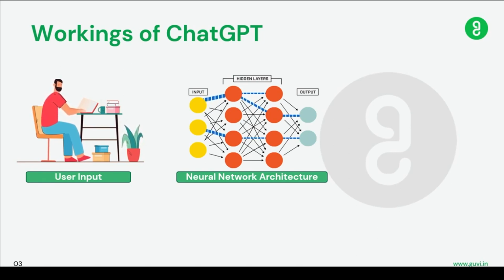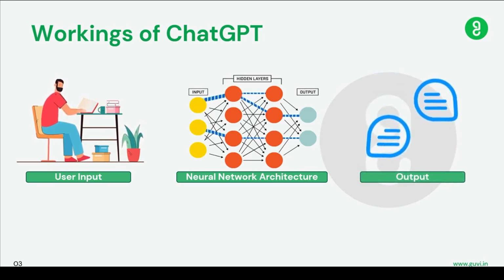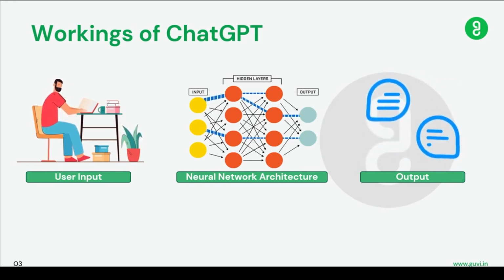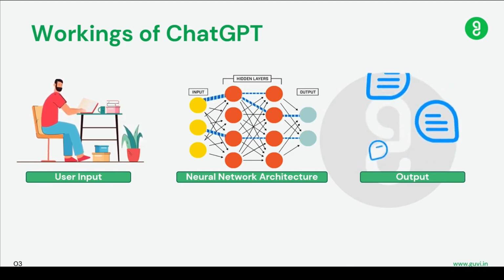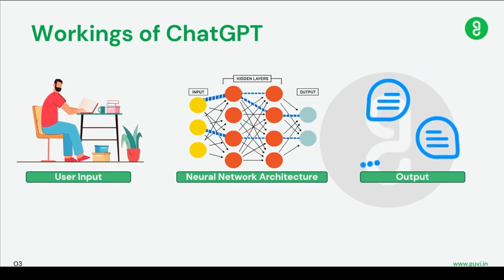The transformer model also consists of the encoder and decoder. The encoder, as we discussed, takes the input, processes it, passes it through the layer of self-attention and feed-forward networks, and thus generates an output by using the decoder, which basically decodes the hidden representation from the encoder and generates an output. Lastly, the final step in the working of ChatGPT is the output generation. Once the input has been processed by the neural network architecture, the model generates a response to the input query.